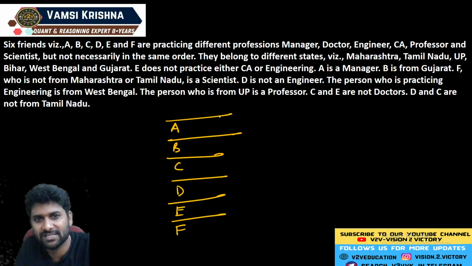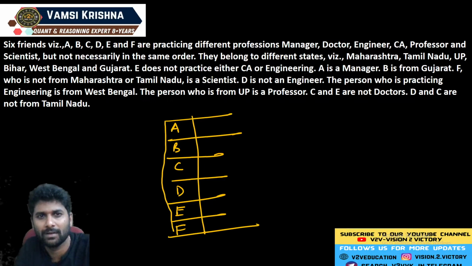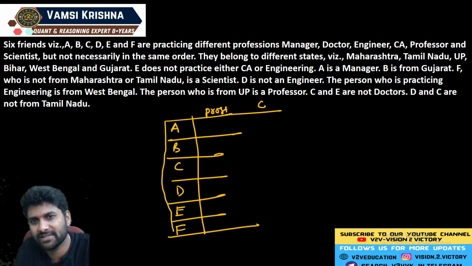So here there are 6 persons, and they have different professions, and they are from different cities. So that's the overall data.